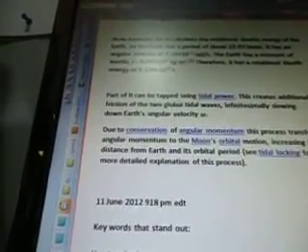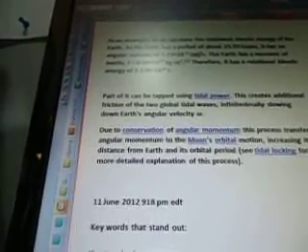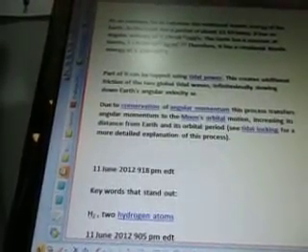This creates additional friction of the 2 global tidal waves, infinitesimally slowing down Earth's angular velocity omega. Due to conservation of angular momentum, this process transfers angular momentum to the moon's orbital motion, increasing its distance from Earth and its orbital period. See tidal locking for a more detailed explanation of this process. I haven't looked at that.